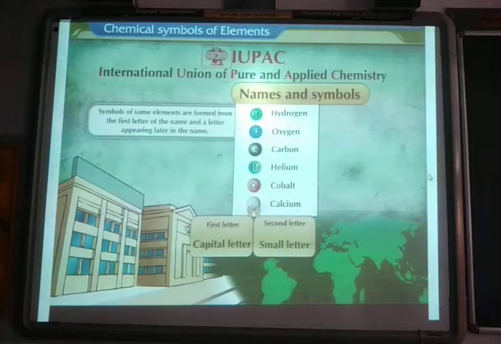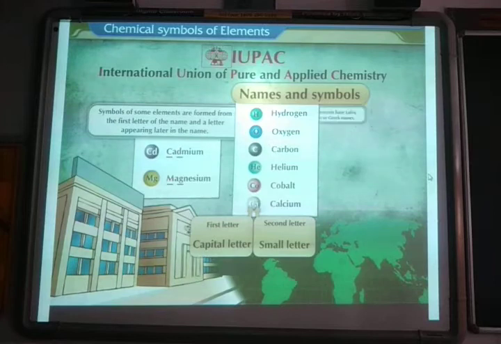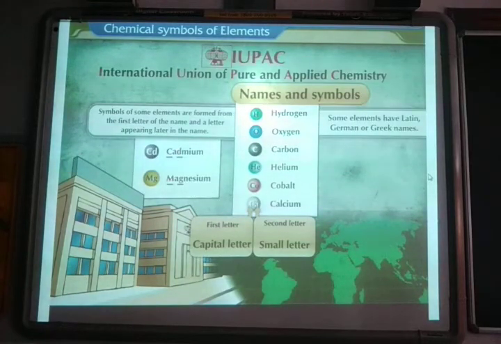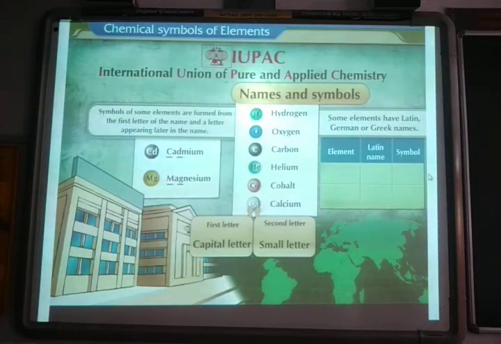Symbols of some elements are formed from the first letter of the name and a letter appearing later in the name. For example, the symbol of cadmium is Cd. Magnesium is Mg. Some elements have Latin, German or Greek names. Their symbols are derived accordingly. For example, the Latin name for sodium is natrium and its symbol is Na. Iron is ferrum. Its symbol is Fe.